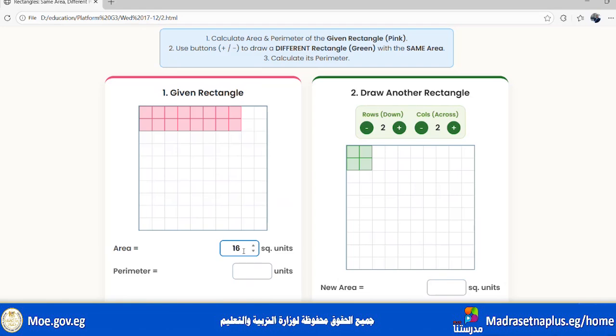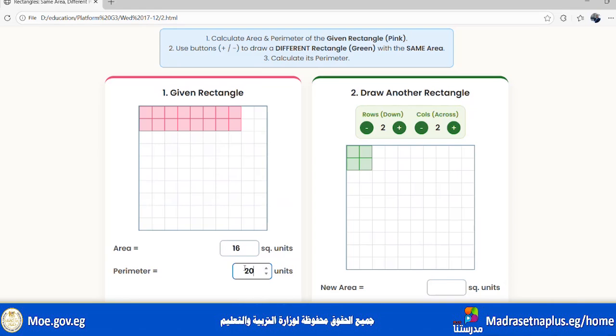Now let's get the perimeter of the pink one. The perimeter means the total distance or the border or the fence of the shape. Okay, 1, 2, 3, 4, 5, 6, 7, 8, 8 length and 2 width. That means 8 plus 2 plus 8 plus 2, it will be 20 units. So the pink rectangle has an area of 16 and a perimeter of 20 units.